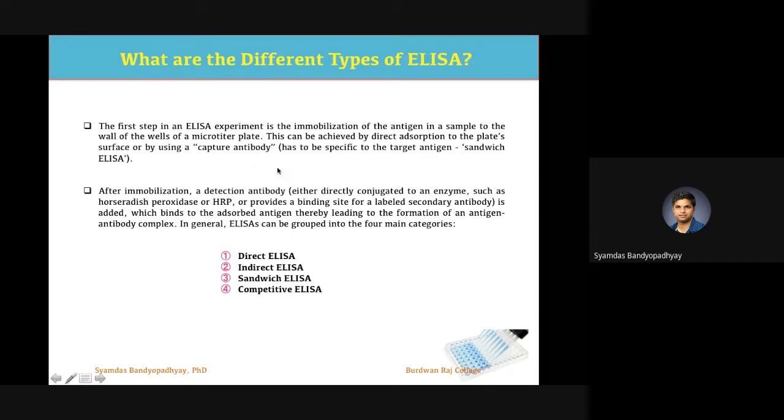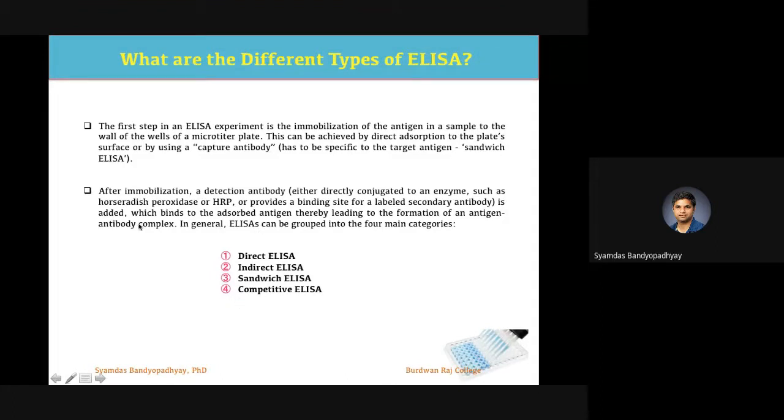Now, because of their requirements, people started thinking of various modifications of the ELISA. The first step in an ELISA experiment is the immobilization of the antigen in a sample to the wall of the wells of a microtiter plate. This can be achieved by direct absorption to the plate surface or by using a capture antibody. Depending upon these modifications, there are several types of ELISA.